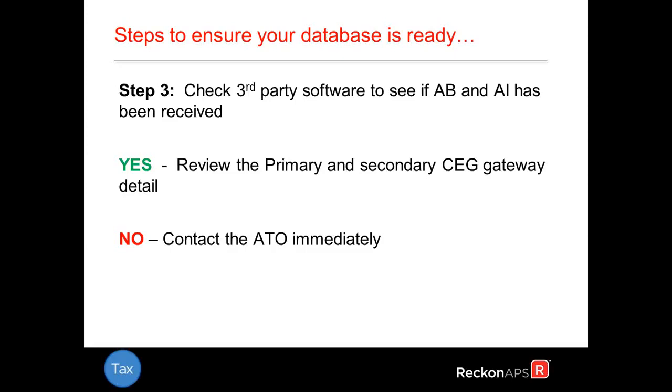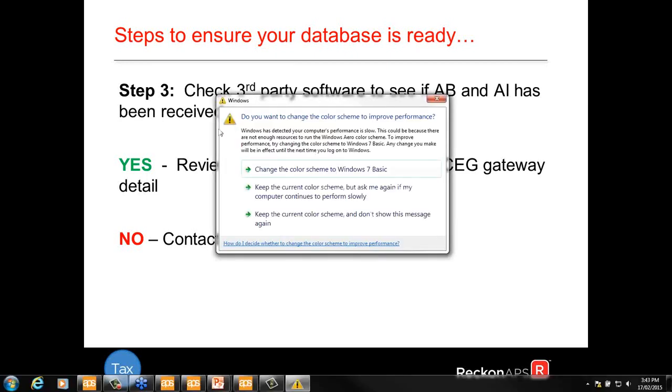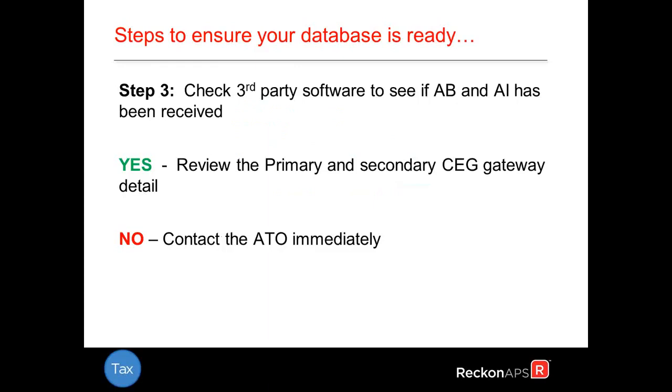If, on the other hand, you haven't received the data and you can't see it in any of the reports, then you need to contact the ATO immediately. Okay? The AB and AI reports are ones which essentially cannot be reissued by the ATO. All right, so it's important that if you are using two different software applications, that you do review and have a very close look at using the primary and the secondary gateway, which I covered in session 1 earlier today. Okay, it's a very, very important step.